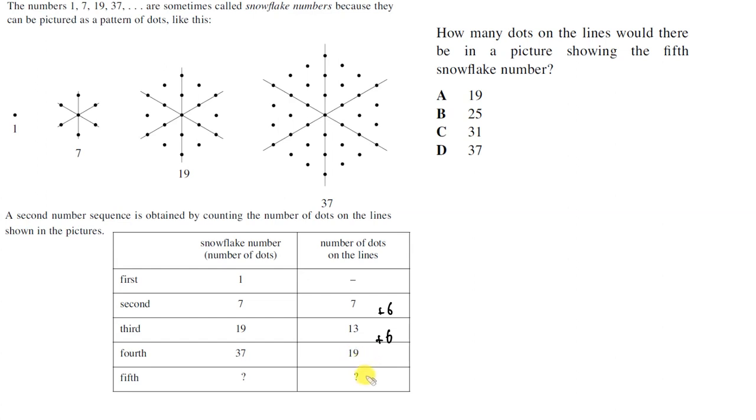To go from the 4th to 5th snowflake number in this sub-pattern, we'd have to add 6 again. So 19 plus 6 is 25, which is our answer here, B. That's how many dots there would be in the lines of a diagram showing the 5th snowflake number.